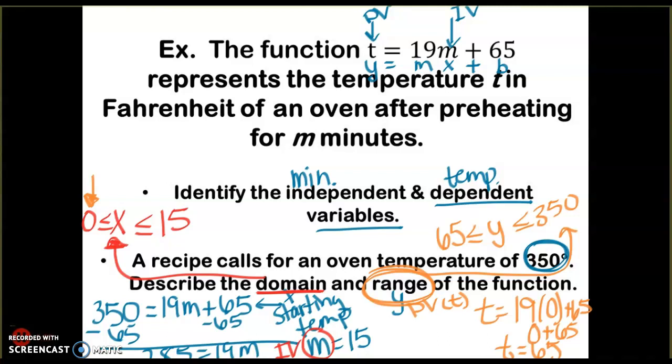This, again, is talking about the minutes. And this is talking about the temperature that my oven is. So it is tricky, but you just have to keep putting forth that effort and keep trying.